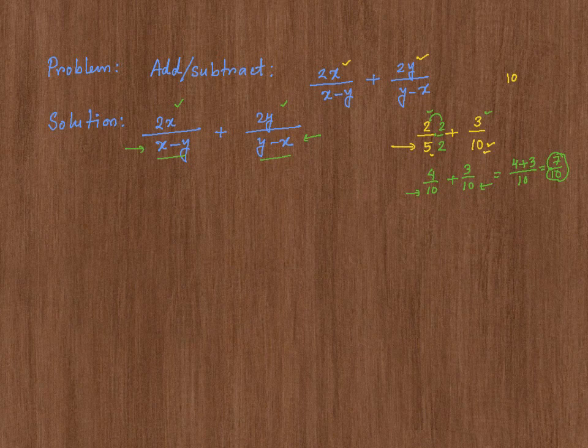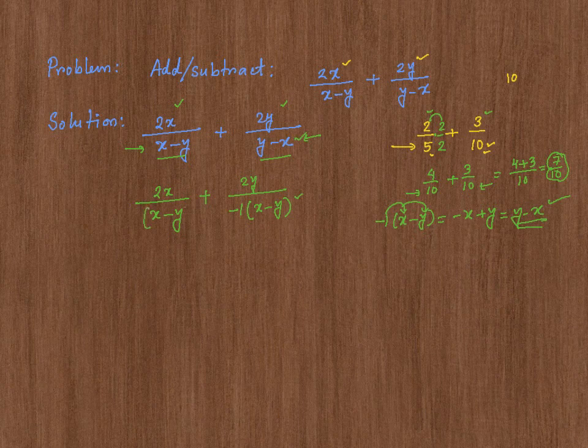So this is what I can do. Look at this, 2x over x minus y plus 2y over, I could factor out a negative 1. That's going to give me x minus y. Why? Negative 1 times x minus y is equal to negative 1 times x, which is negative x, negative 1 times negative y, which is y positive. So it's the same as y minus x. See? So I could rewrite y minus x as negative 1 times x minus y.